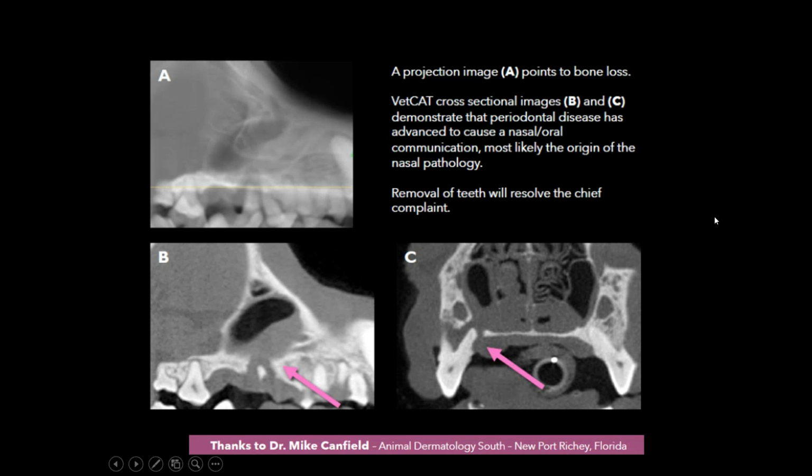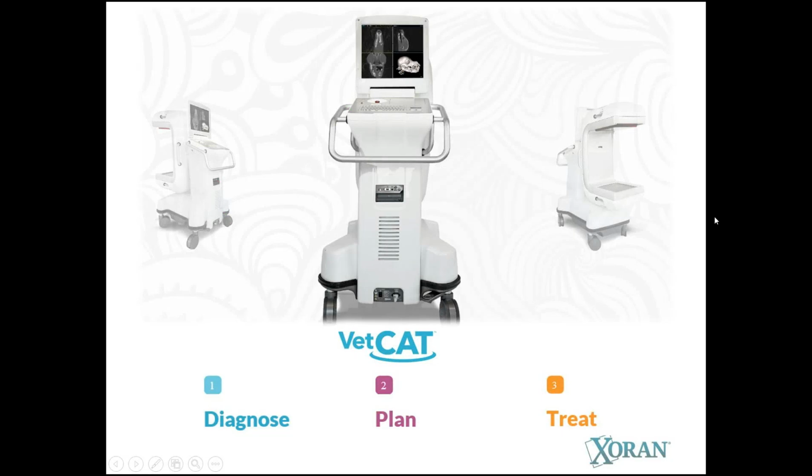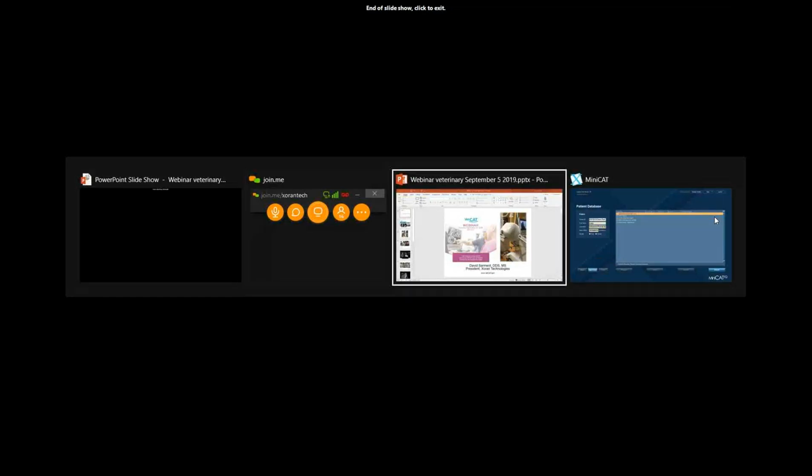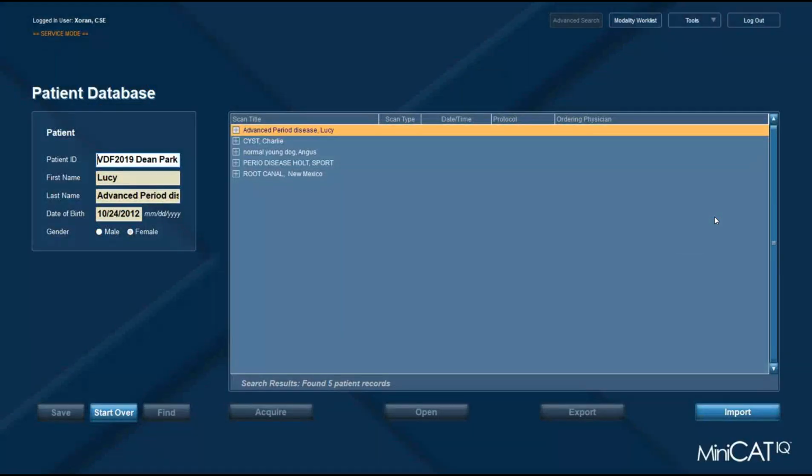If you had a projection like we have on panel A, because this is an advanced case, it is obvious that there is disease, but the exact amount of communication and the relationship between the root and the nasal cavity is less obvious on an X-ray, whereas it becomes very, very significantly well documented on a CT scan. So this is in short what VetCAT can do, and I suggest we now jump into some cases and start to navigate through some cone beam CTs on VetCAT.